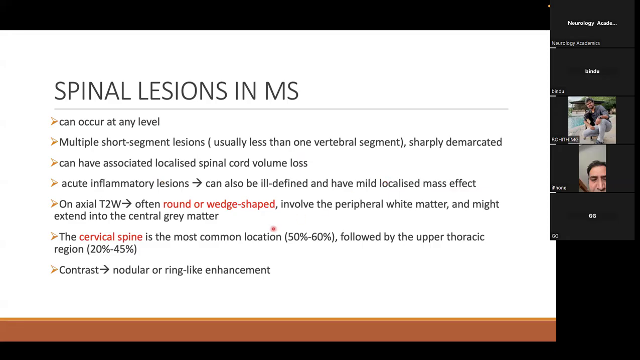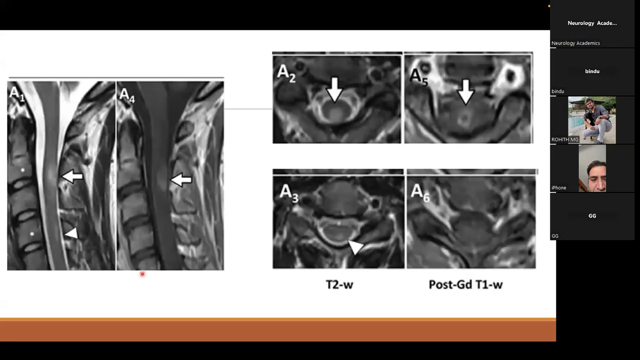And on axial sections in multiple sclerosis, the lesion will be a small, peripheral, ovoid, or wedge-shaped lesion. And it can extend to the central gray matter. And on contrast, nodular or ring-like enhancement can be seen in MS.